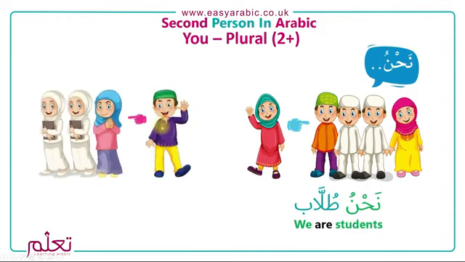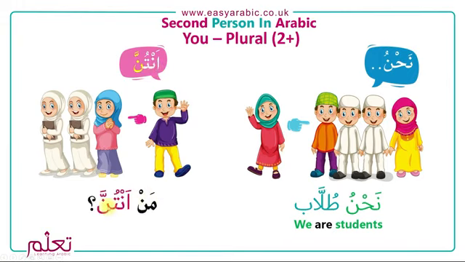Do the same thing. So he's asking the three girls. Okay, so this is where it changes. This is probably the only big change when you refer to females only. The word here would not be antum, it would be antunna. So he will say, man antunna, who are you, feminine only. So that's two or more females only.